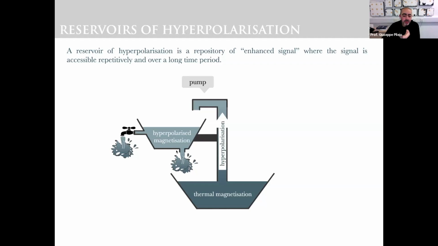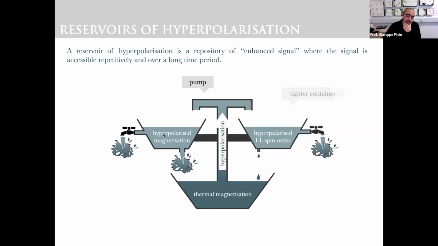But we don't have to forget that there is a leak to this recipient, and that leak is essentially the T1, right? So it is sized by T1. So the faster the T1, the faster you lose the fluid you have pumped through this top level. Well, the singlet, you can imagine the singlet acts as a sort of tighter container of hyperpolarization.